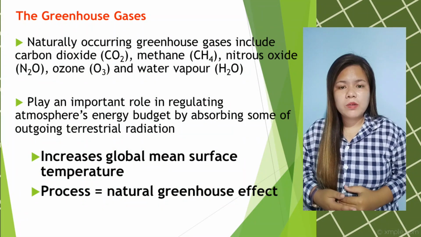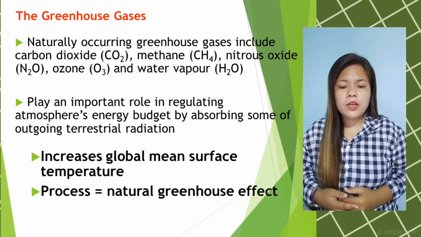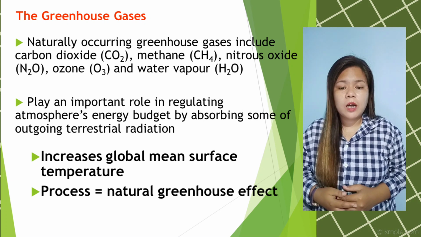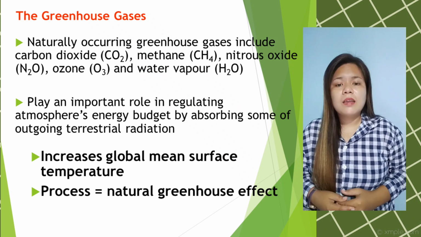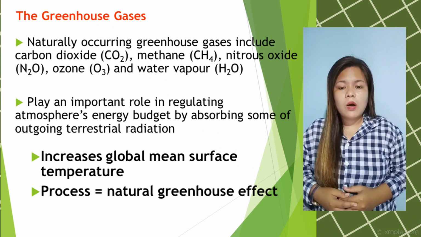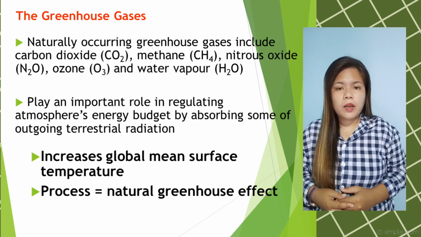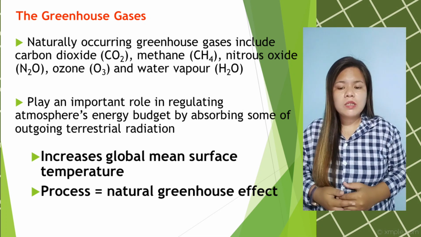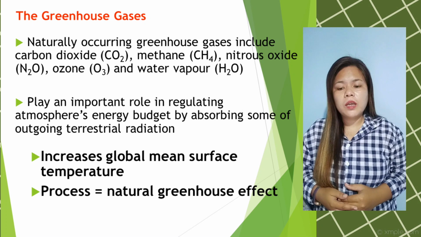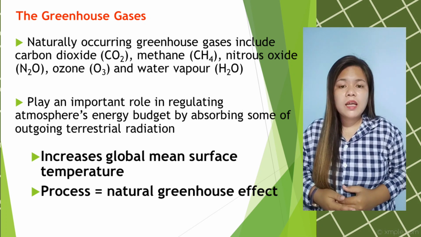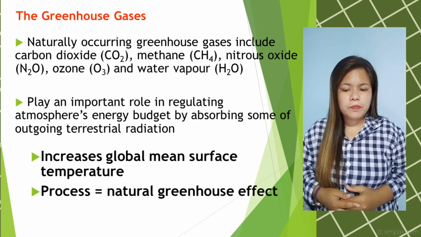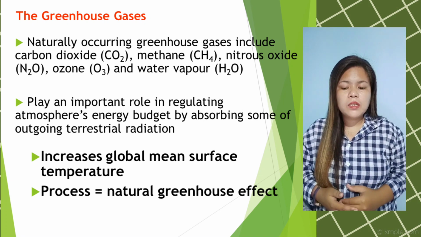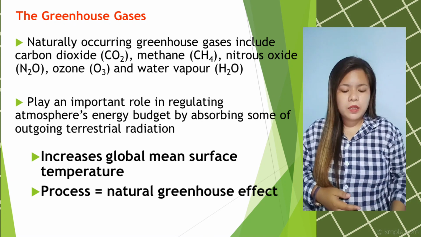Let's look at the greenhouse gases. The naturally occurring greenhouse gases include carbon dioxide, or CO2, methane, CH4, nitrous oxide, N2O, ozone, O3, and water vapor, H2O. The greenhouse gases play an important role in regulating the atmosphere's energy budget by absorbing some of the outgoing terrestrial radiation. This increases global mean surface temperature, in the process called the natural greenhouse effect.